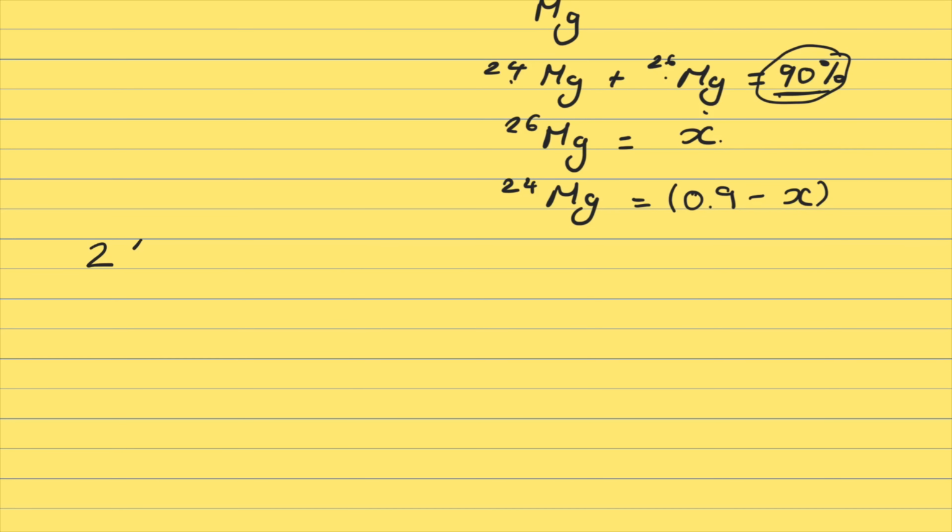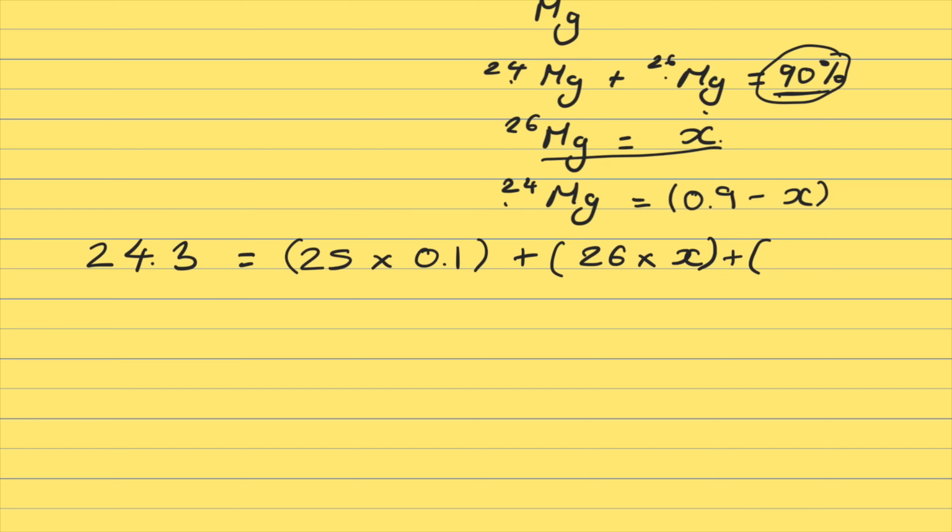Okay, so then we look at the rest of the question. We know we're trying to get 24.3 being the relative atomic mass. We know that the 25 magnesium has a relative abundance of 10%, which I'm going to put as 0.1, just so I don't have to divide by 100. You could divide by 100 if you wanted to. Plus the 26 magnesium, which we said was equal to X, plus the 24 magnesium, which is equal to 0.9 minus X.